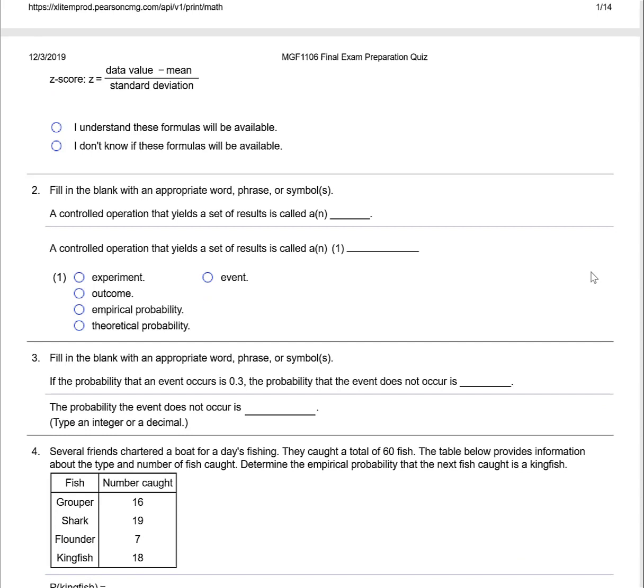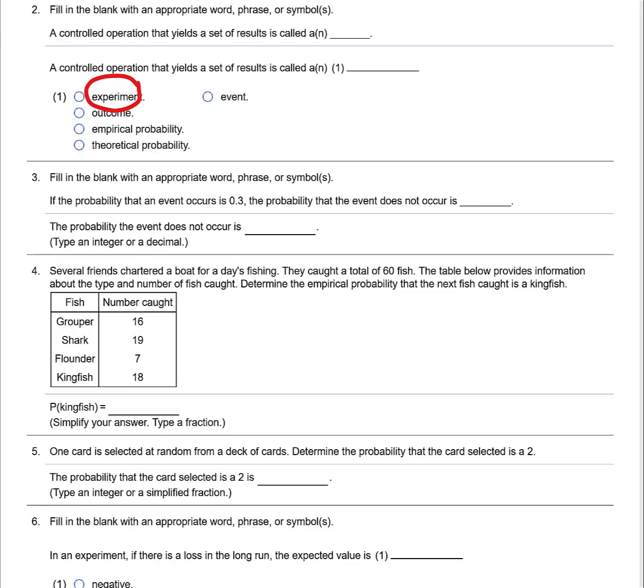Number 2, fill in the blank with the appropriate word, phrase, or symbol. A controlled operation that yields a set of results is called which? It's called an experiment. Fill in the blank. If the probability that an event occurs is 0.3, the probability that the event does not occur is, remember, the probability of event plus the probability the event does not occur have to equal 1. So the probability the event does not occur must be 0.7.